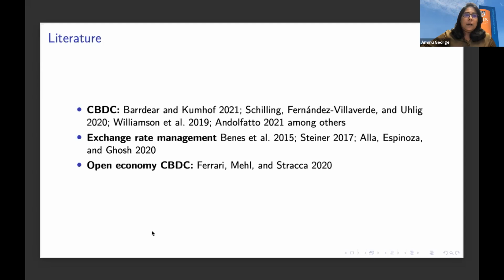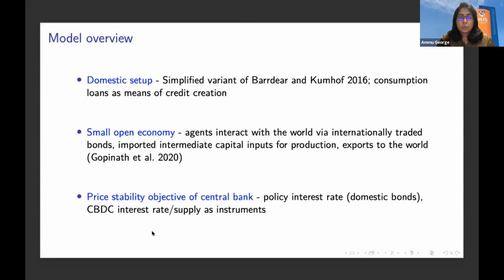Now to start, I'll give a model overview. The domestic setup of our model is a simplified variant of an earlier version of the Barrdear and Kumhof paper in 2016. Their model is more rich. They consider other sectors, but our model concentrates only on the consumption sector because we are interested only in retail CBDC.